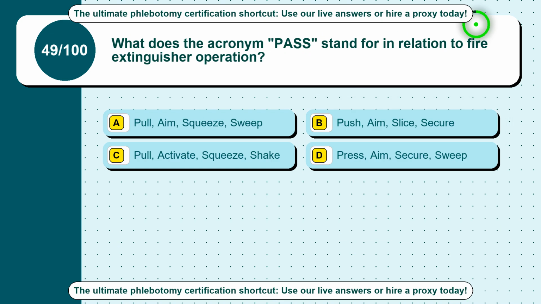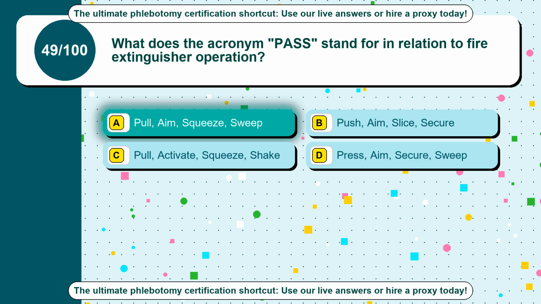Question 49. What does the acronym PASS stand for in relation to fire extinguisher operation? Option A, pull, aim, squeeze, sweep. Option B, push, aim, slice, secure. Option C, pull, activate, squeeze, shake. Option D, press, aim, secure, sweep. The correct answer is option A, pull, aim, squeeze, sweep.